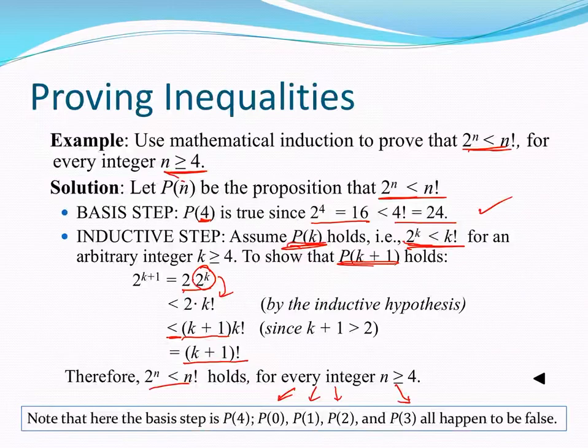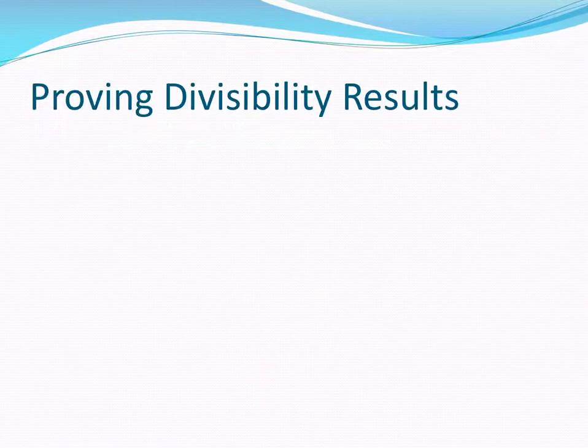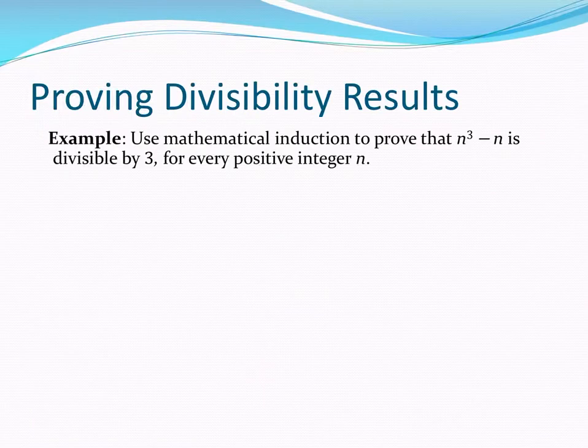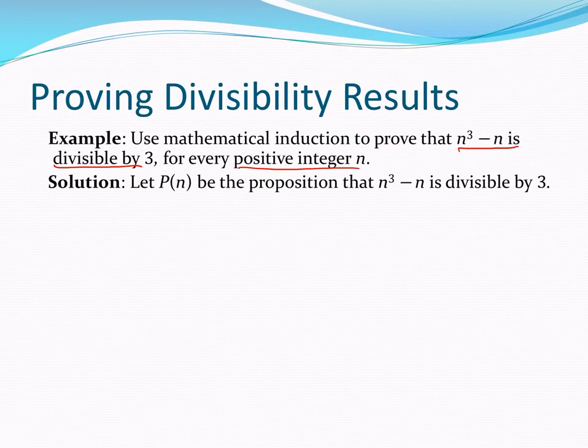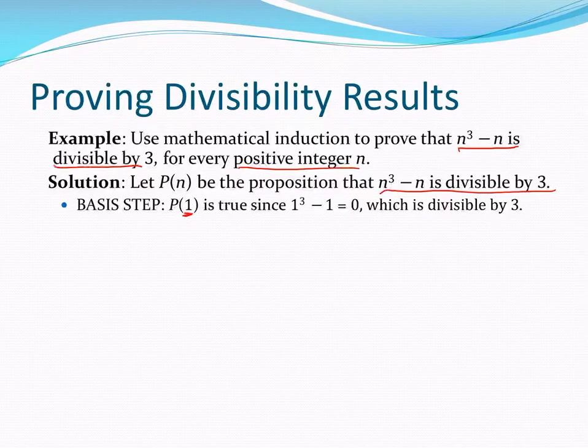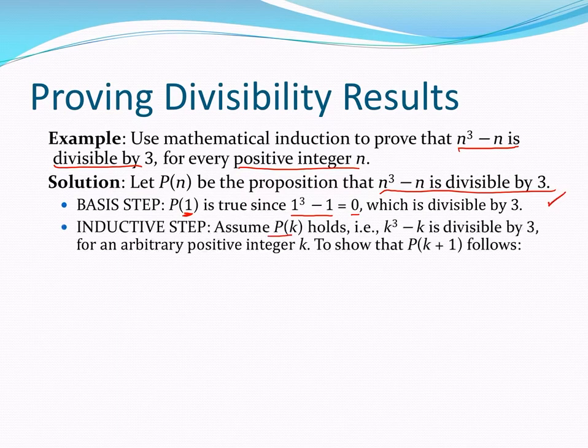All right, one more proof by induction. This one is neither an equality nor an inequality, it is a statement. And that is, we want to prove that n cubed minus n is divisible by 3 for every positive integer n. So P(n) is our proposition, n cubed minus n is divisible by 3. Basis step starts at 1, and it's true since 1 cubed minus 1 is 0, and 0 is divisible by 3. It has remainder 0 when divided by 3, so it's true.